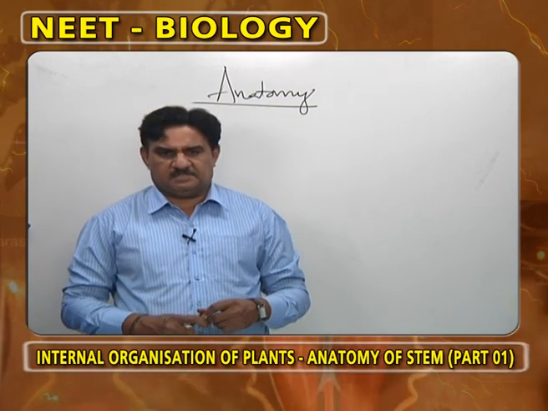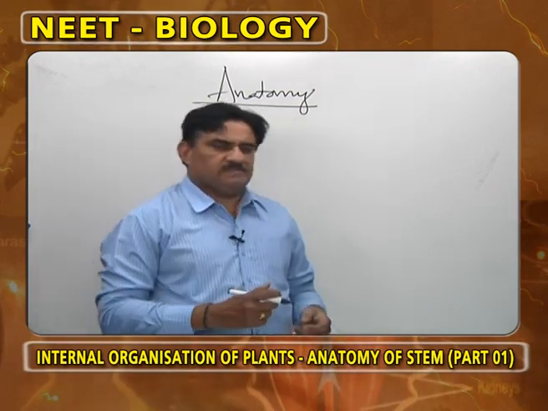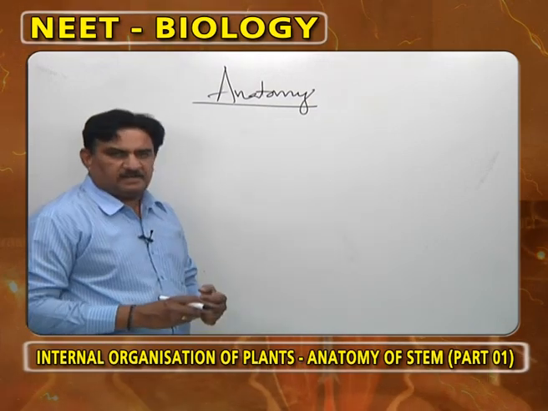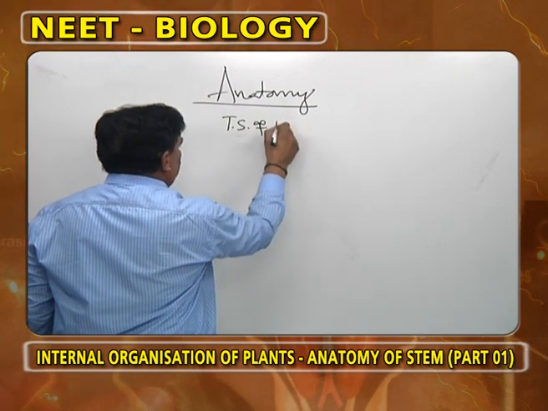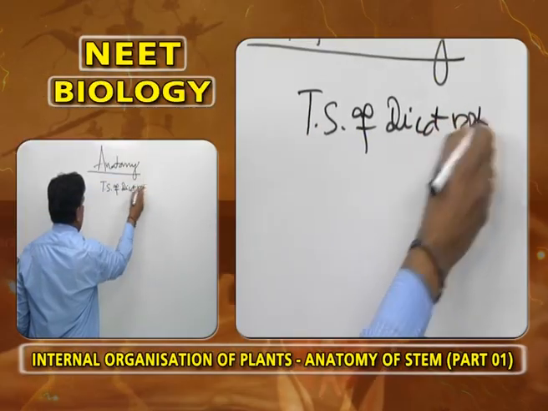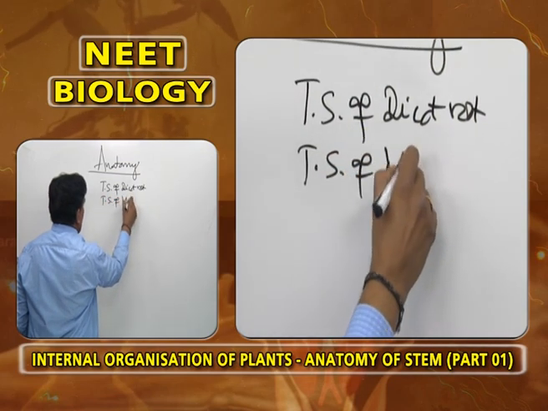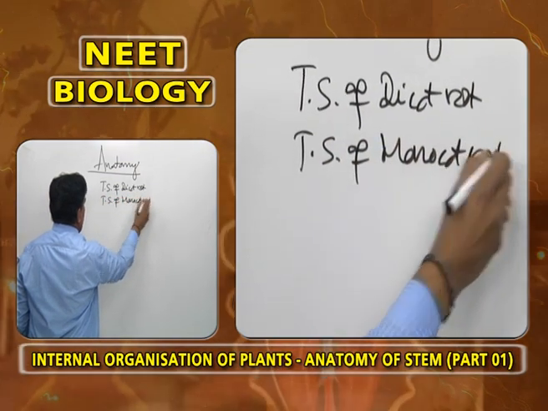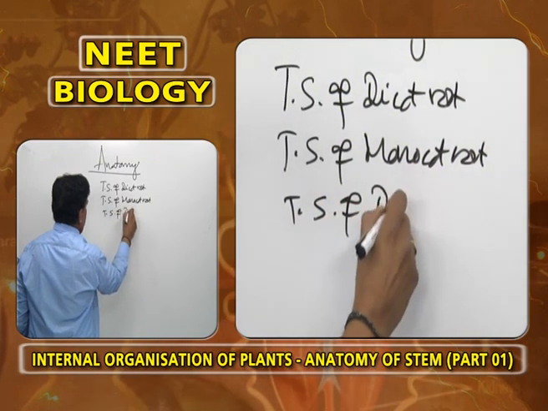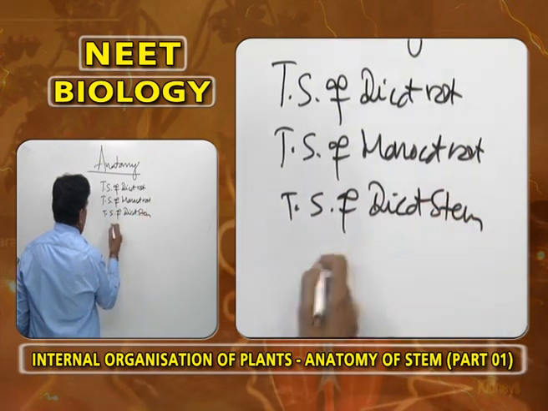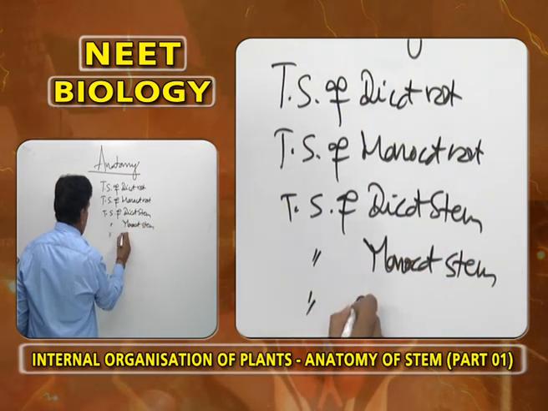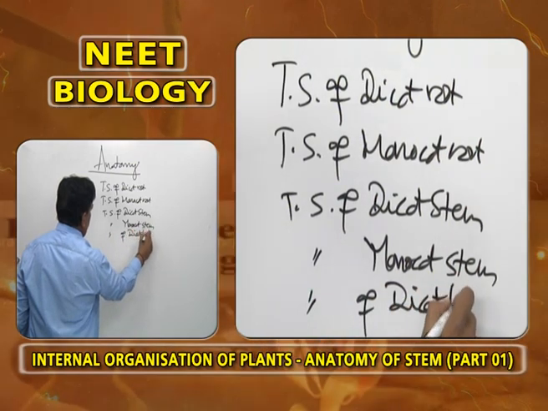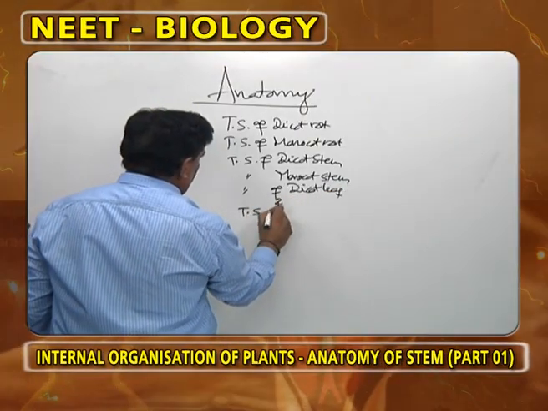Previously, we explained the chapters and bits of simple tissues, complex tissues, special tissues. Now, we will explain anatomy in plants and secondary growth. Anatomy in plants, we have 5 concepts: TS of dicot root, TS of monocot root, TS of dicot stem, TS of monocot stem, TS of dicot leaf and TS of monocot leaf.